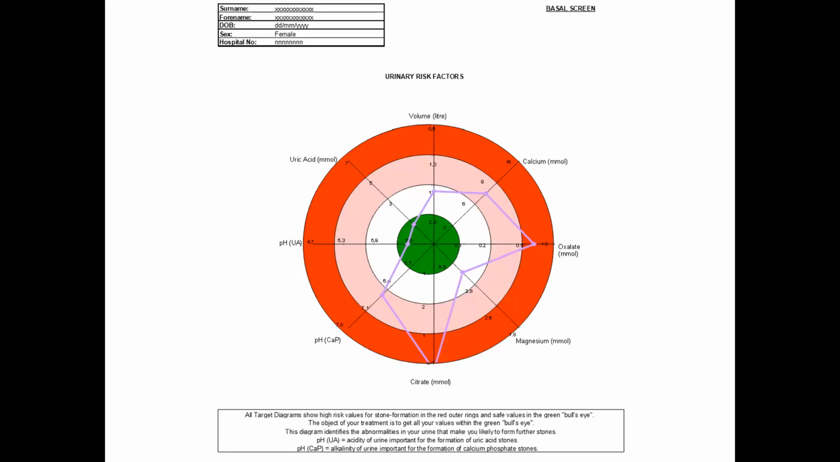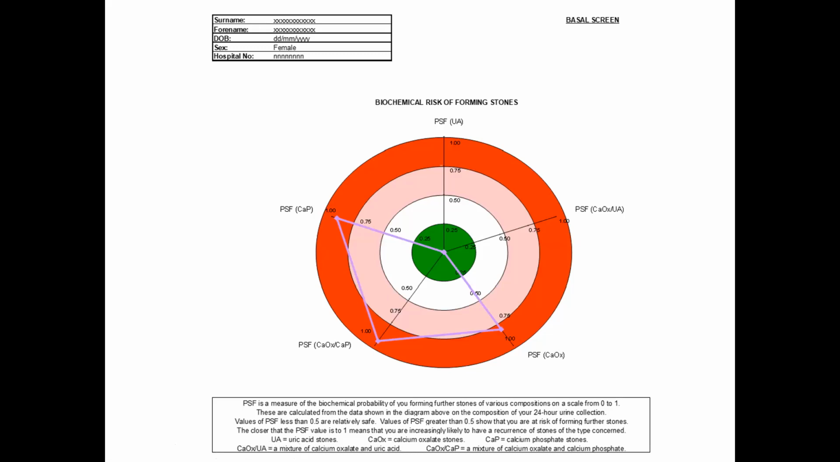This bullseye diagram is a diagrammatic presentation of urinary risk factors. The green center is the normal, accepted level, and the risk area is the red area. The purple line is the patient line. So at a glance, we can see this patient has high oxalate excretion and low citrate excretion. So there are two risk factors: low citrate and high oxalate.